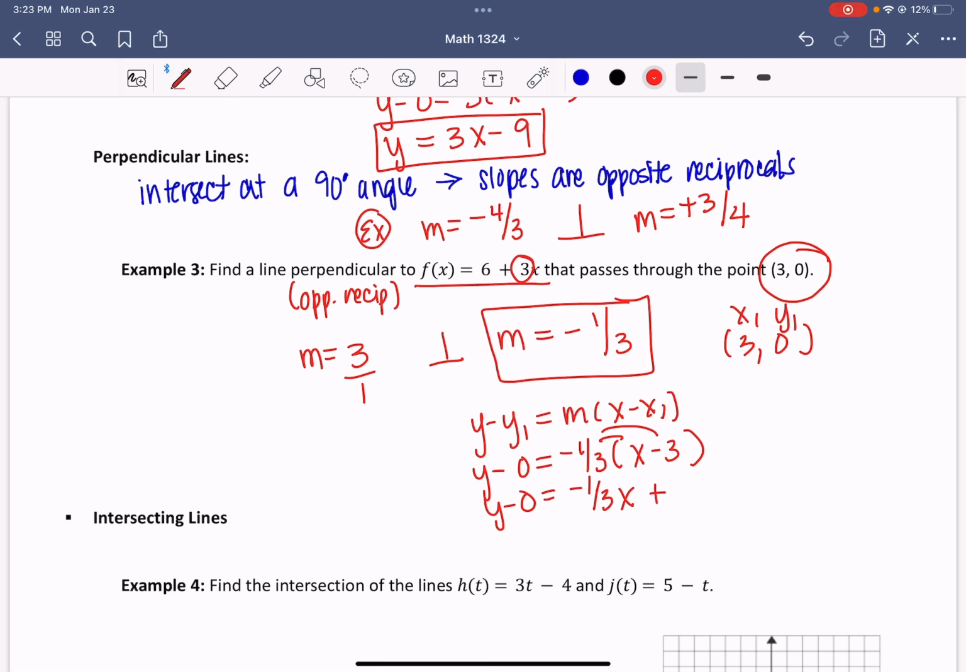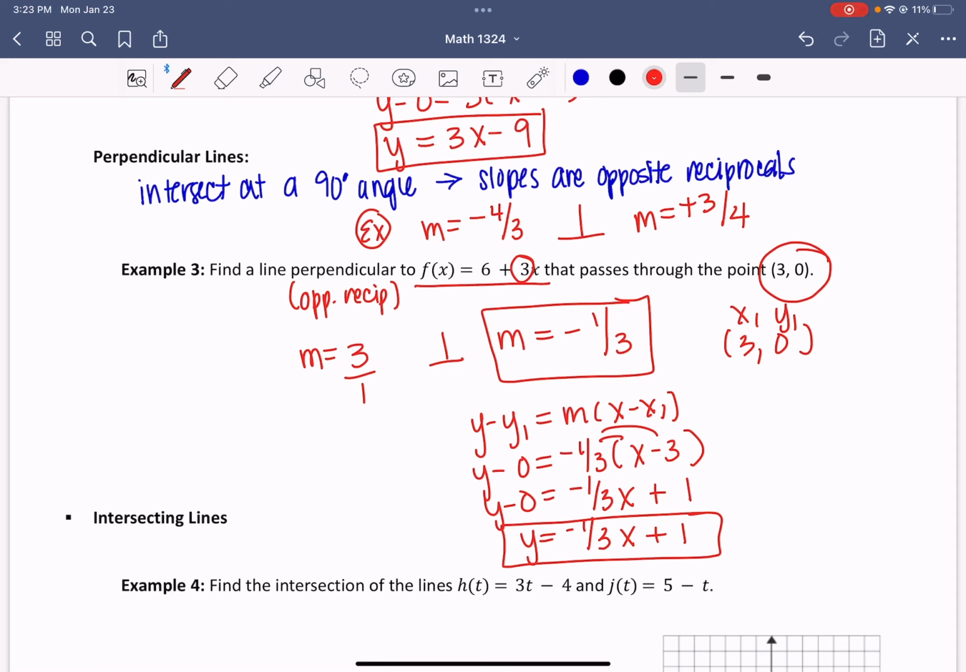I'm going to distribute, so I get y minus 0 equals negative 1/3 x plus negative 1/3 times negative 3, which is a positive 1. Use your on-screen calculator to assist you with that. Y minus 0 just gives me y, so I get y equals negative 1/3 x plus 1.